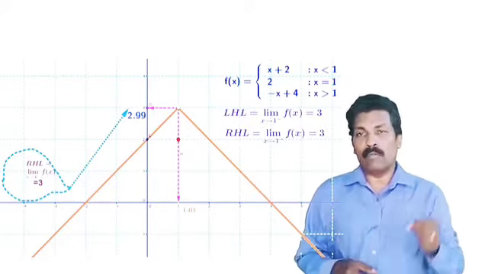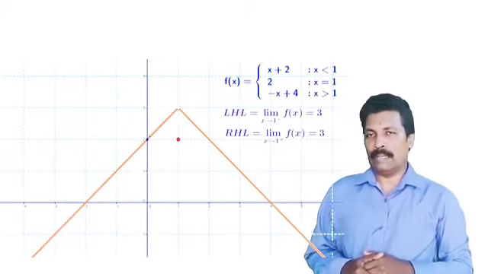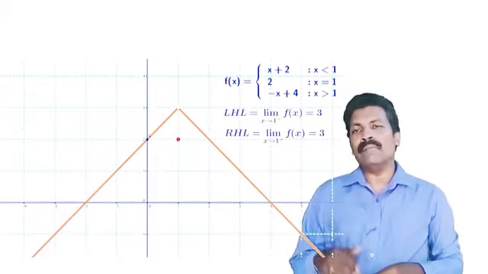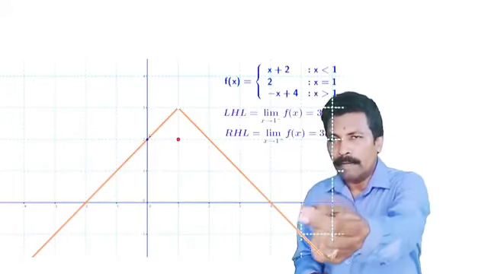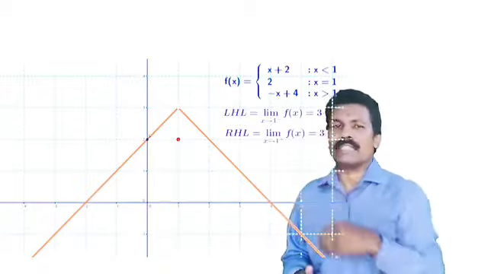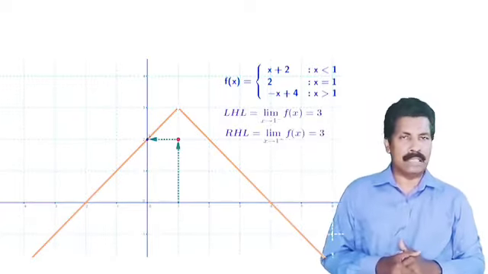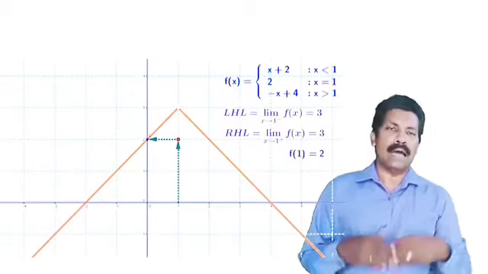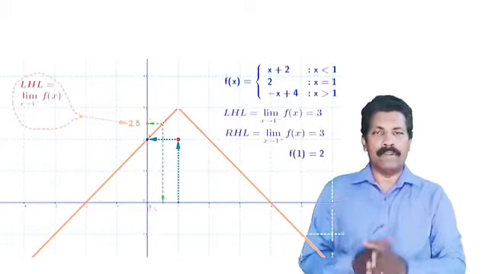Now what about the value of the function at x equal to 1? So when x is equal to 1, what will be the f of x value? Look at it here, when x is 1, f of x is 2. That is f of 1 is equal to 2. Here we can see LHL is 3, RHL is 3 and f of 1 is 2.